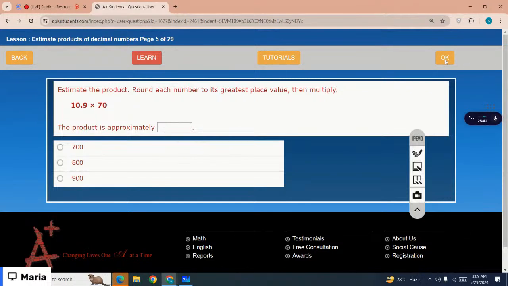The next one is estimate the product 10.9 times 70. So which is the correct option?